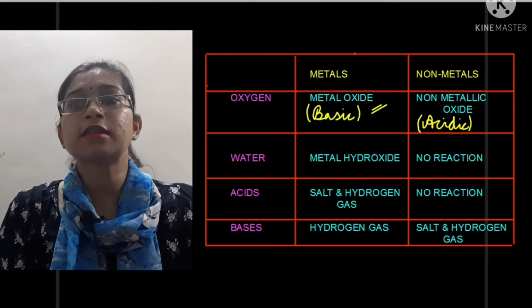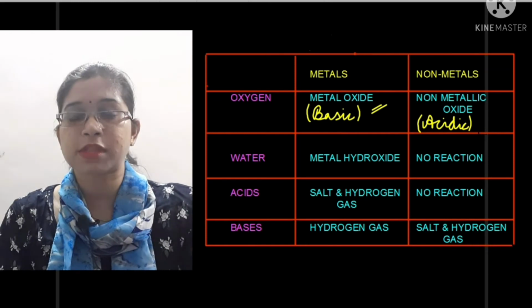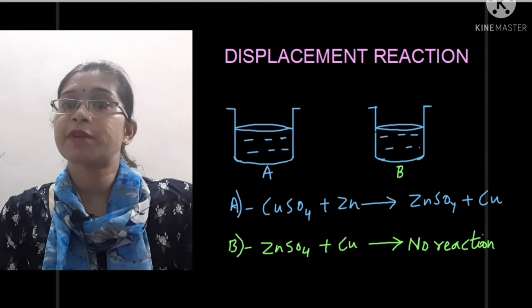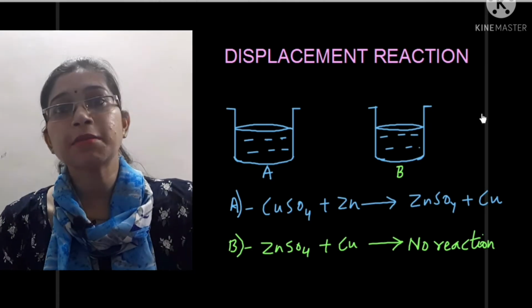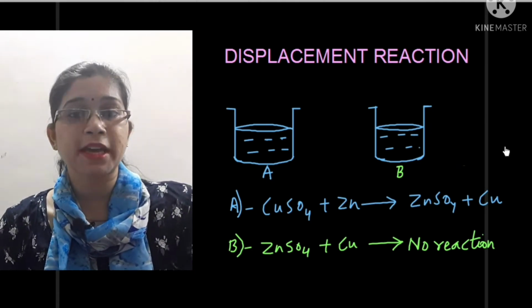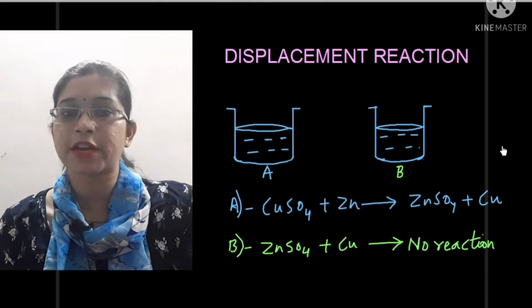Okay, so these are some of the chemical properties that we have seen. The next is displacement reaction. This is a very important type of reaction. As the name indicates, something is getting displaced by something else in this type of reaction.